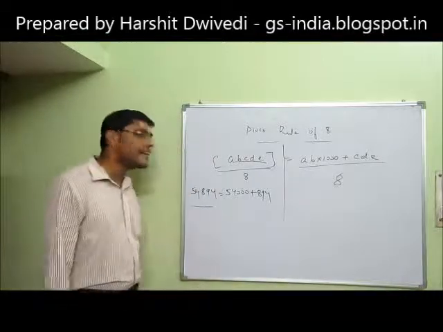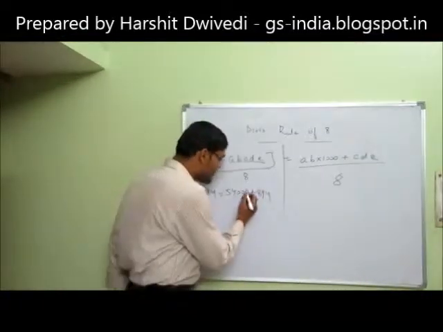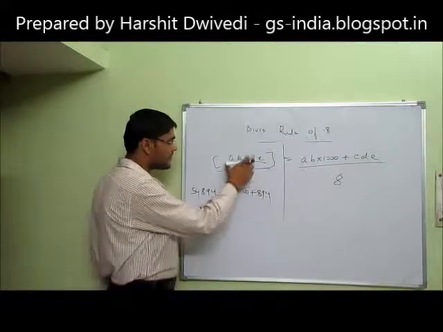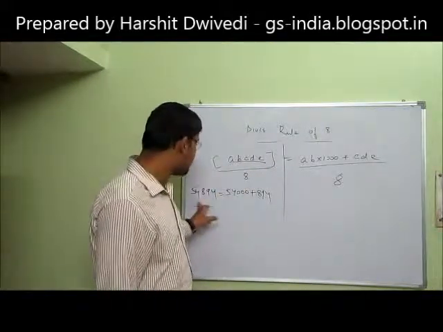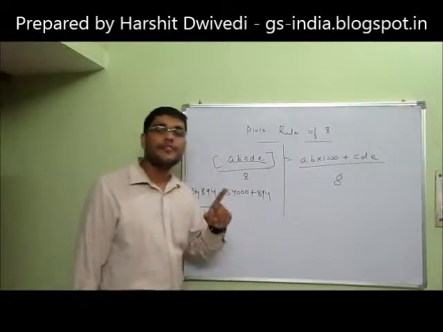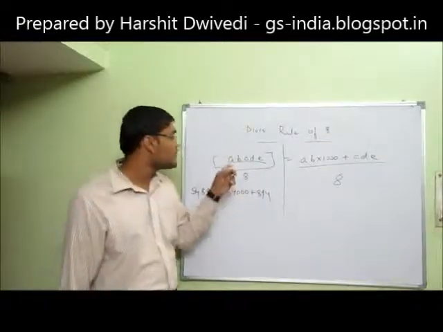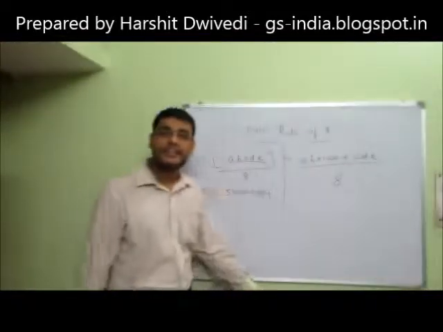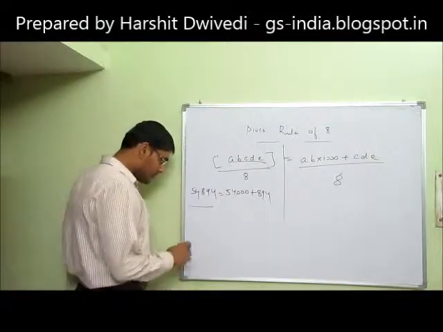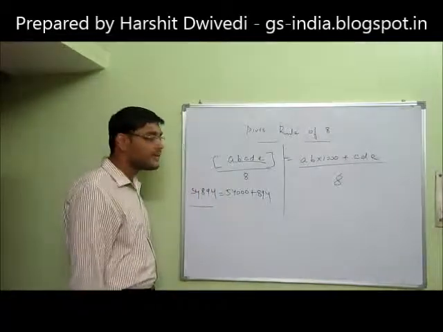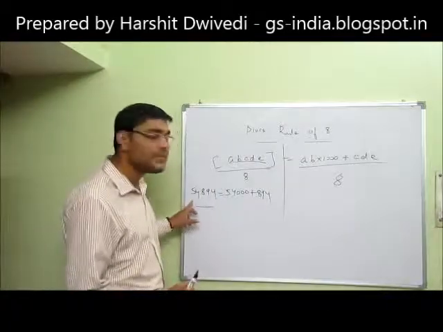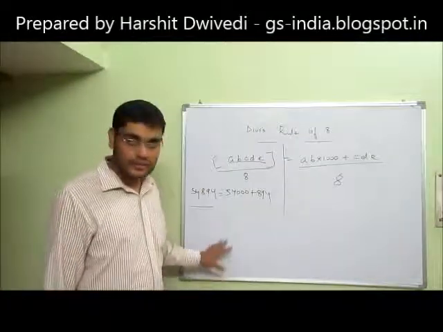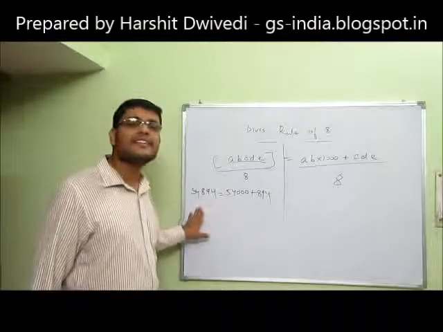So 54,894, I wrote it down as 54,000 plus 894. Now, this is the same as if I have written ABCDE divided by 8. In order to show you this, if any of you is not able to understand why I have written ABCDE equals AB into 1000 plus CDE, the reason is that we can write 54,894 as 54,000 plus 894. This is the method of writing this, because this is decimal notation.